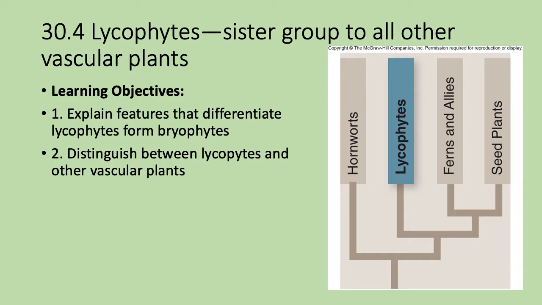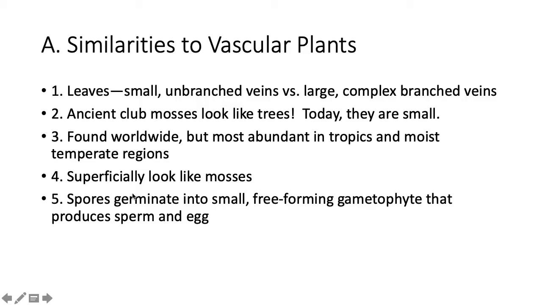So Lycophytes is a sister group to all of the vascular plants. Remember, we discussed bryophytes. They don't have true roots, leaves, or stems, no vessel elements, if you will. So we're going to start talking about vessel elements and all that stuff. So similarities to vascular plants with the Lycophytes: their leaves are small and they are unbranched. They just have that parallel vein.